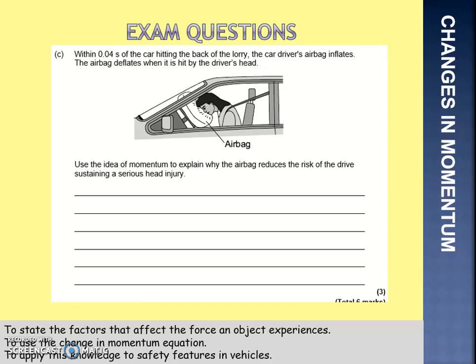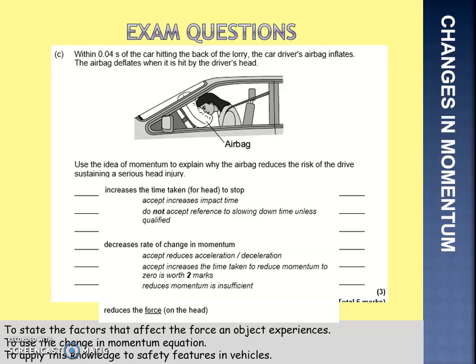Okay, so within 0.04 seconds of the car hitting the back of the lorry, the car driver's airbag inflates, and the airbag deflates when it's hit by the driver's head. Use the idea of momentum to explain why the airbag reduces the risk of the driver sustaining a serious head injury. Well, when we inflate that, it increases the time taken for the head to stop, which decreases the rate of change in momentum, which reduces the force that that person will experience. So just as we've been talking about previous to this, that's what you need to put down. It increases the time taken for the head to stop, decreases the rate of change in momentum, and decreases the force that the head would experience.